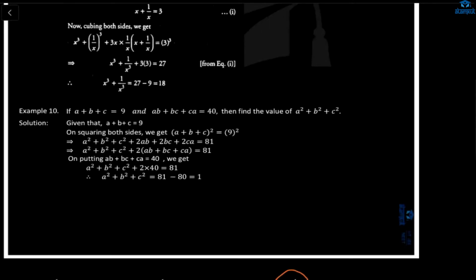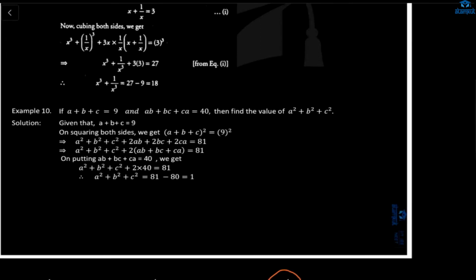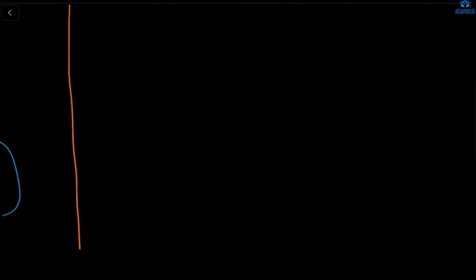So, is there any formula relating all these 3 terms? Yes, ma'am. a square plus b square plus c square plus 2ab plus 2bc plus 2ca. So, whose value is this? Its value is a plus b plus c whole square. The whole square value is equal to a square plus b square plus c square plus 2ab plus 2bc plus 2ca. Very good, Razi.